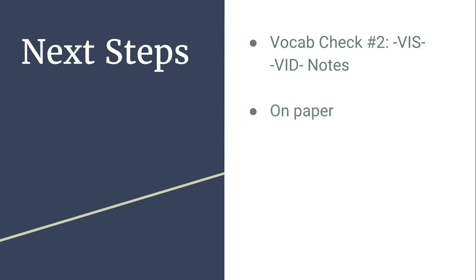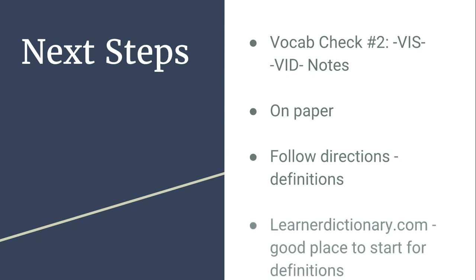All right? Next steps, ladies and gentlemen, you're going to do vocab check number 2, your Vis and Vid notes. They're on paper again. Make sure you follow directions for the definitions, especially because remember, there's 2 of them that you don't need to use the word see for, but for the rest of them, you definitely do. All right? And learnerdictionary.com is a good place to start for definitions. They do have to be in your own words, but that doesn't mean you can't start in the dictionary.